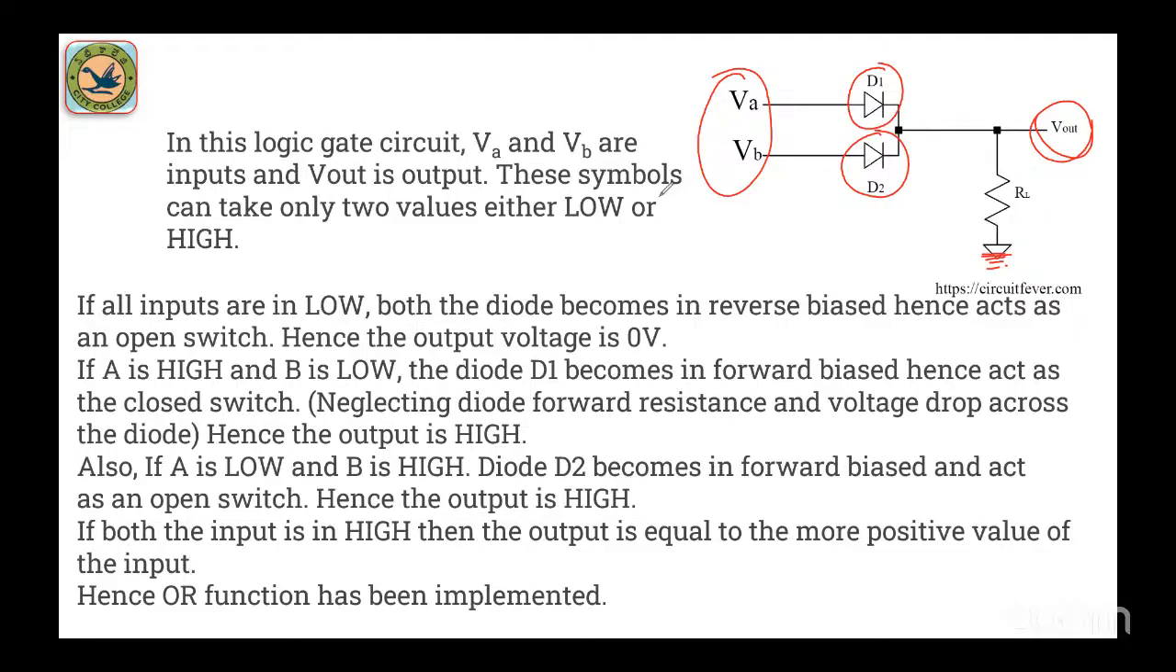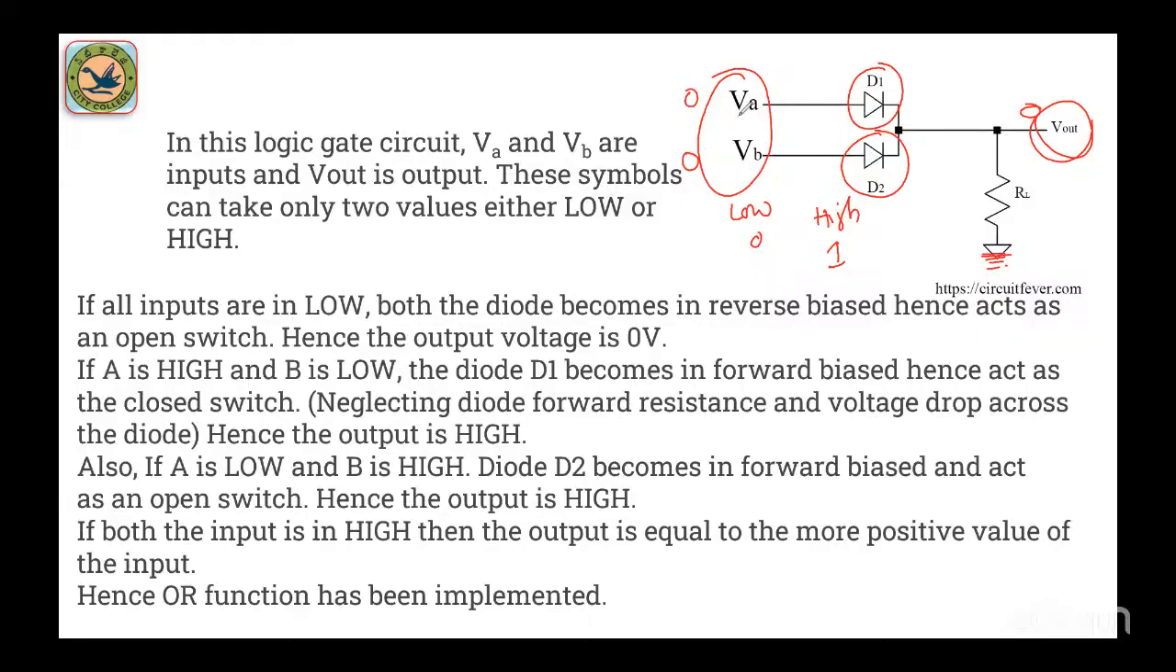Here the symbol can take a low voltage or a high voltage. Low means 0, high means 1. If the inputs are low, a low signal means the diode is in reverse bias, that is, the switch is open. Open means no current is going to flow through it, so the output is also 0.